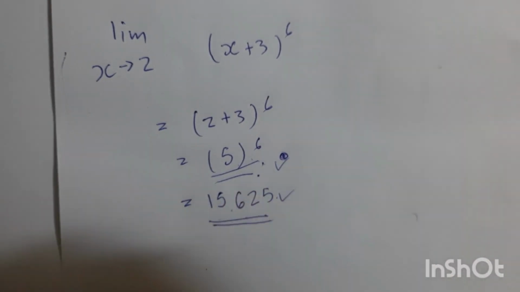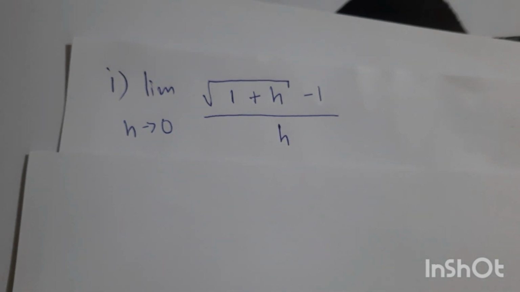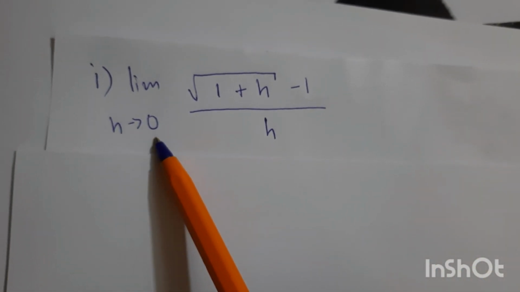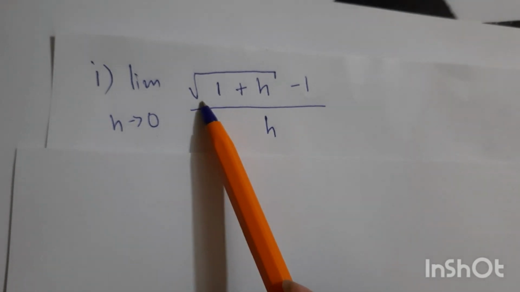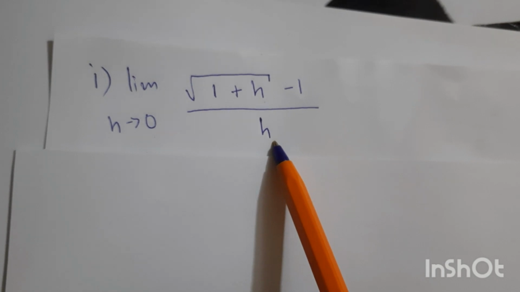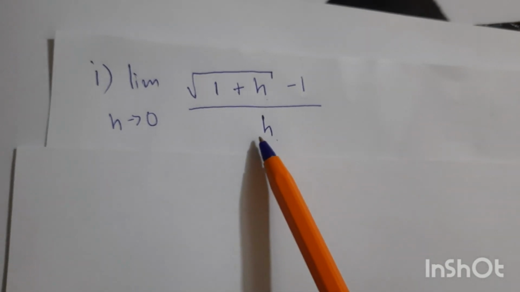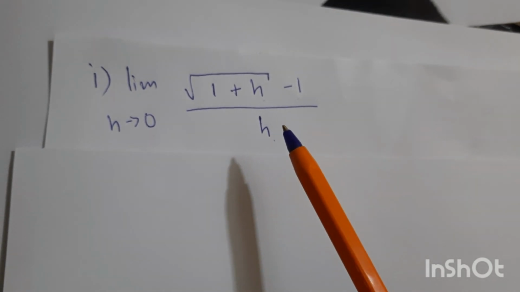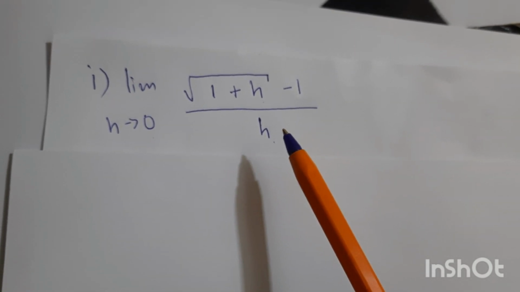So for I, which is the limit as h goes to 0 of (√(1 + h) - 1) over h. We can't replace directly because this will be 0. So we need to simplify. We need to break this down into a simpler version of this.